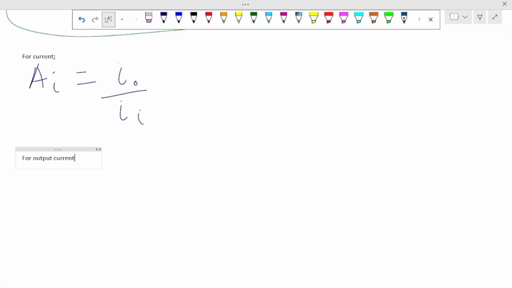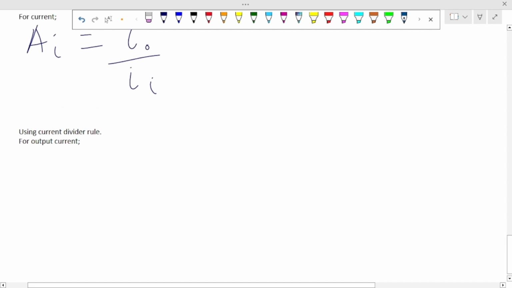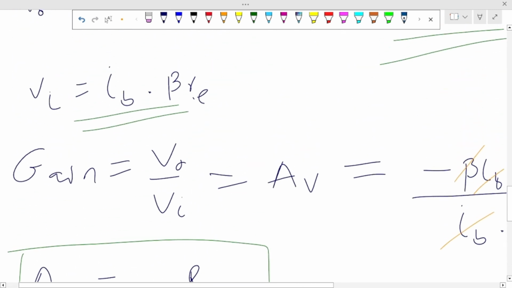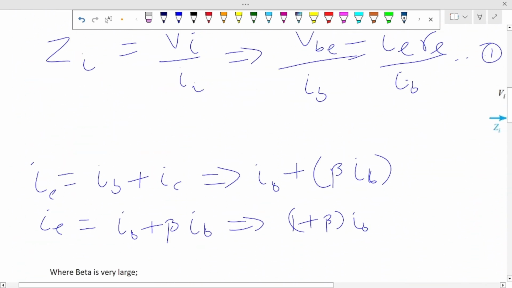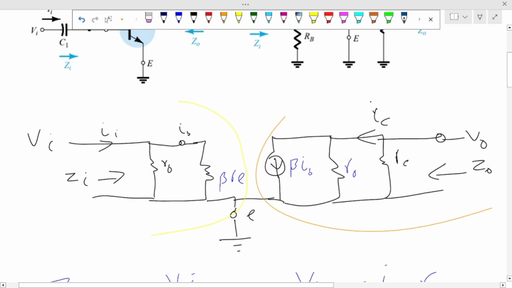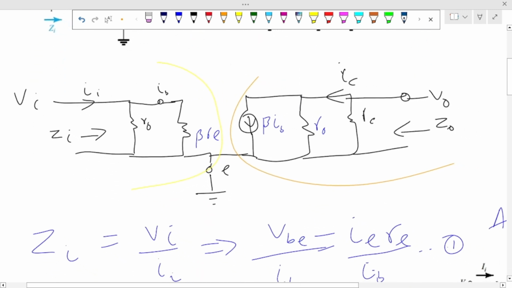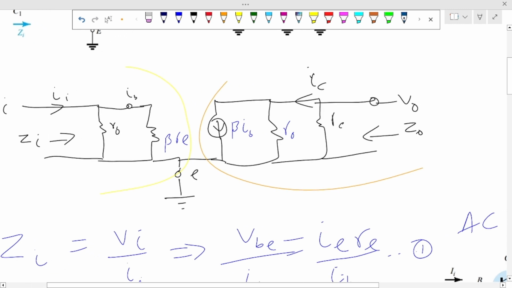For output current, okay, now to get our current we need to make use of the current divider rule. Okay, so for input current now, let me go to the circuit. Let's go to the circuit diagram, the model. Now, using the idea of current divider rule. First of all, we are looking for the output current. So we'll deal with this part.